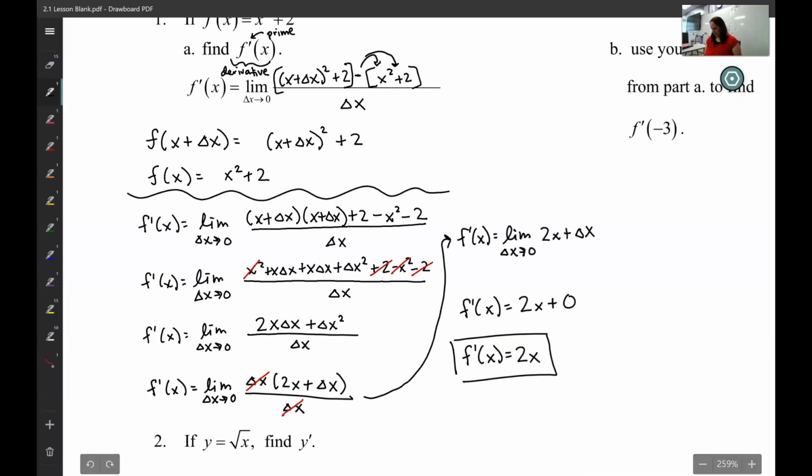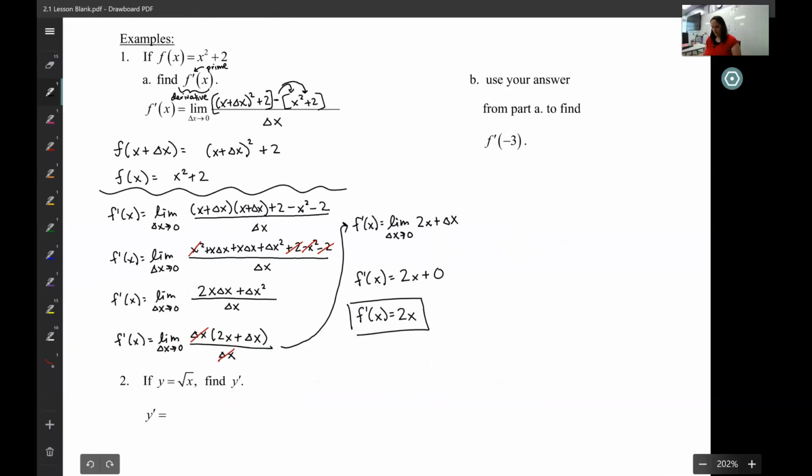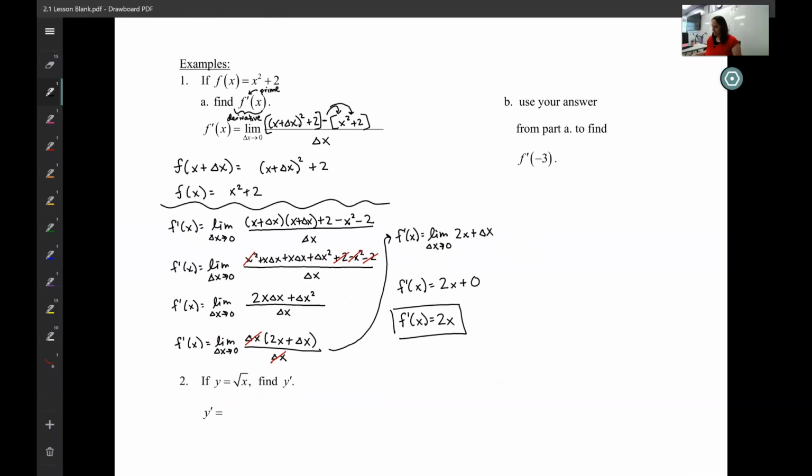Now, I know that was a lot, but now we can start to use this where we can apply our derivative. So it says use your answer from part A to find f prime of negative 3. So if I want to find f prime of negative 3, I just need to plug negative 3 in to f prime. So f prime of negative 3 is going to be negative 6.